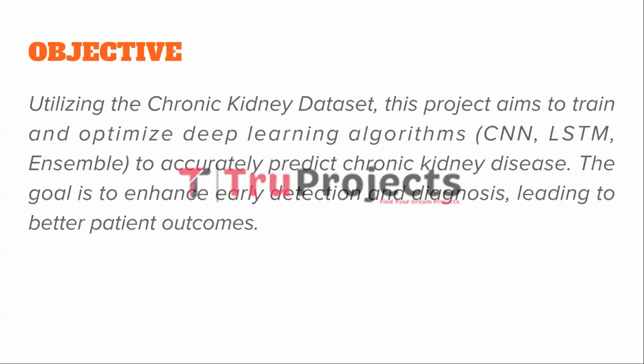The main objective of this project is to develop and evaluate deep learning algorithms including convolutional neural network, long short-term memory, and an ensemble model with CNN and random forest to accurately predict the occurrence of chronic kidney disease. By leveraging the chronic kidney dataset from the Kaggle repository, we aim to train and optimize these algorithms to provide reliable predictions based on the relevant features and medical data.